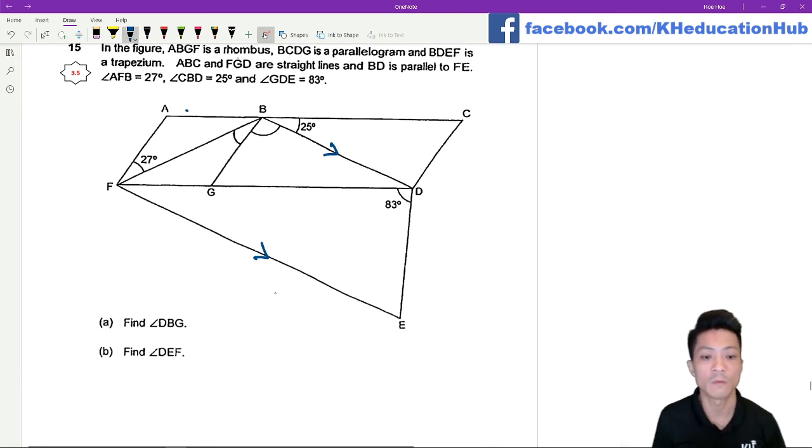Okay, they ask you to find DBG. DBG is this one. Since we know that this is a rhombus, so we know that this is 27. Okay, this angle over here is also 27 because in a rhombus, these two angles are the same. So to find the first answer, we just need to use 180 minus the 27 and minus the 25.